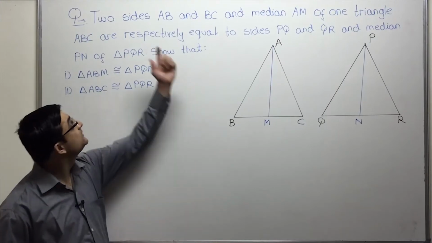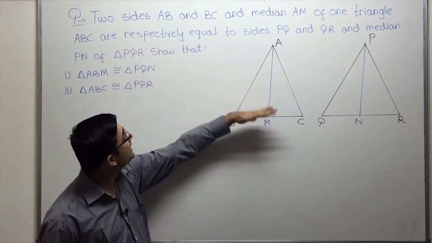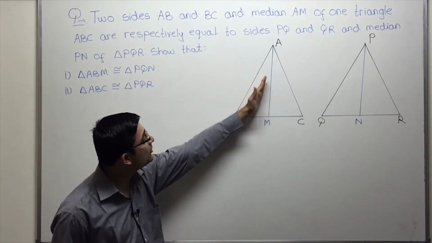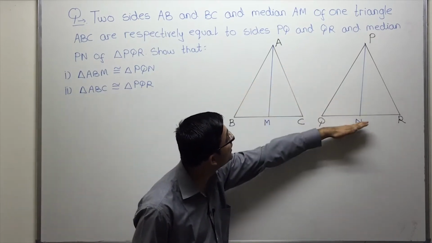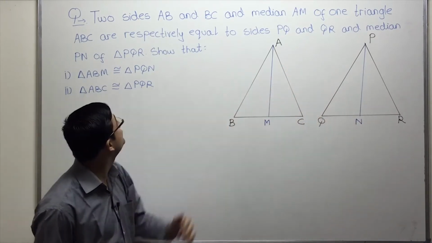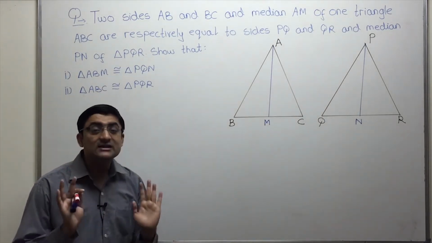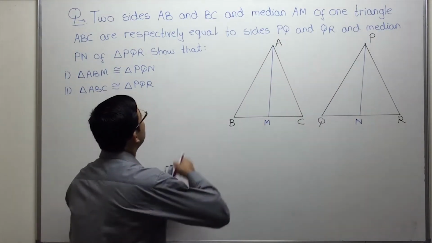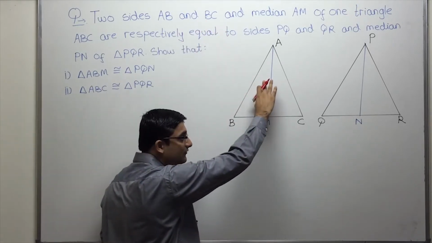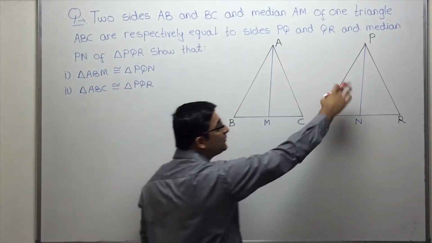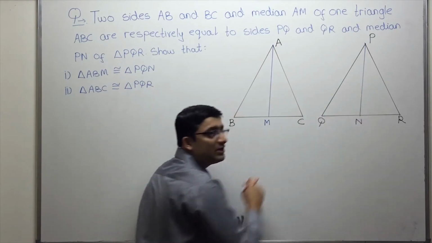So let's read the question. Two sides AB and BC and median AM of one triangle are respectively equal to sides PQ and QR and median PN of triangle PQR. Right? So please understand what is given to us. We are given that two sides AB and BC and the median AM of this triangle are respectively equal to PQ, QR and PN of this triangle.